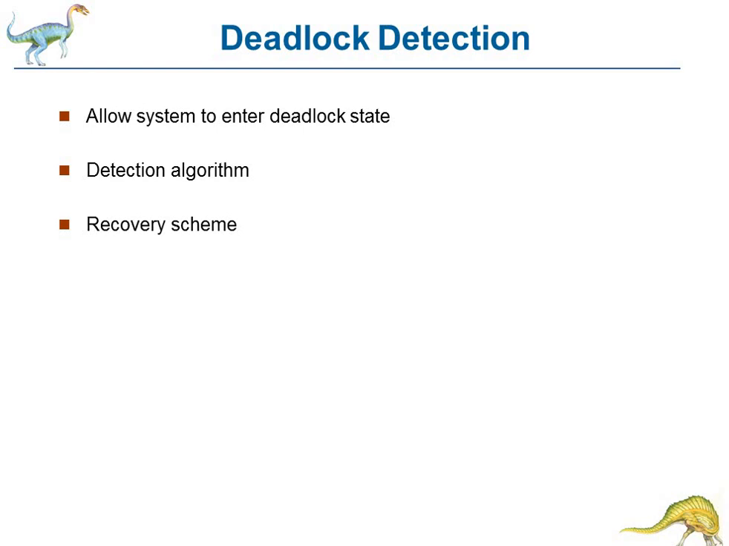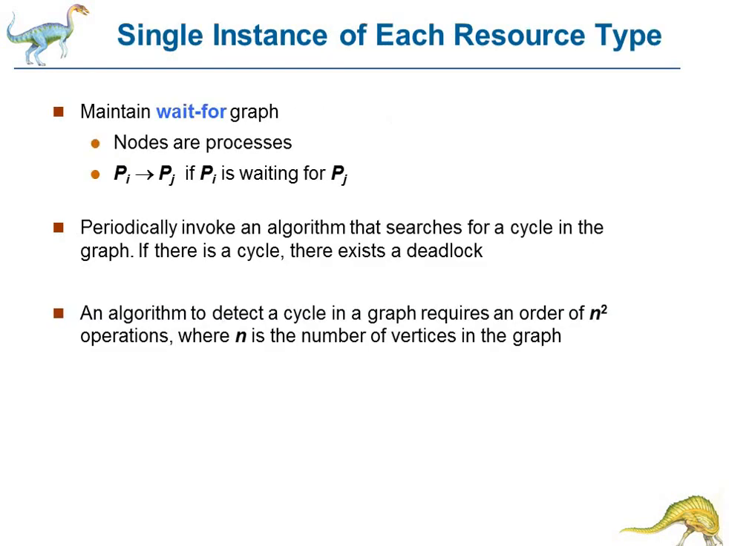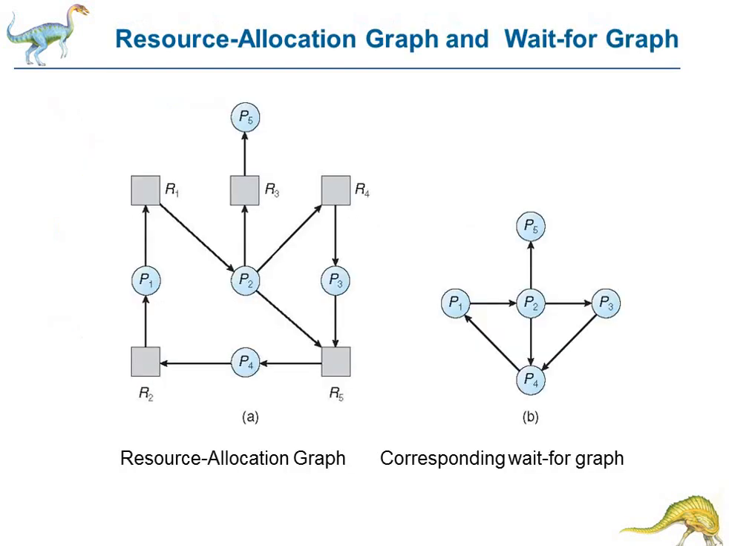Then the last one is deadlock detection. Now, if your system enters the deadlock state, how do we detect it? We use the wait-for graph method to detect deadlock. This is the wait-for graph. See, it's a resource allocation graph now converted into a wait-for graph, showing which process is waiting for which process.